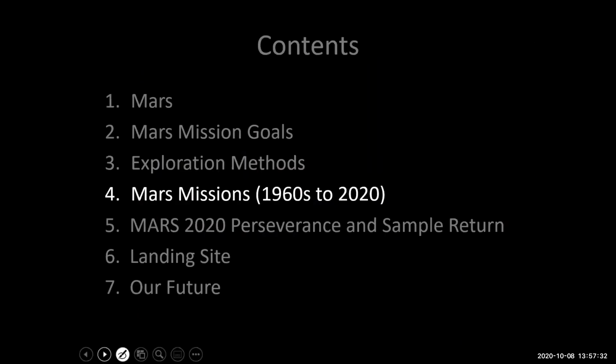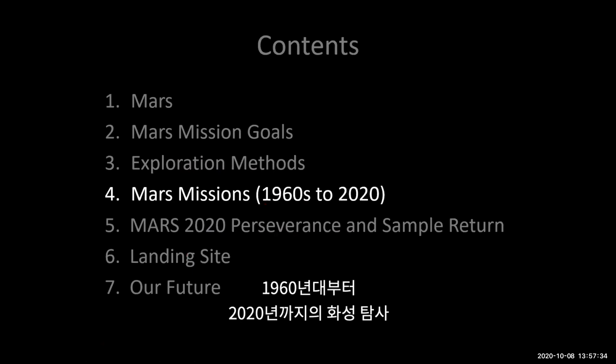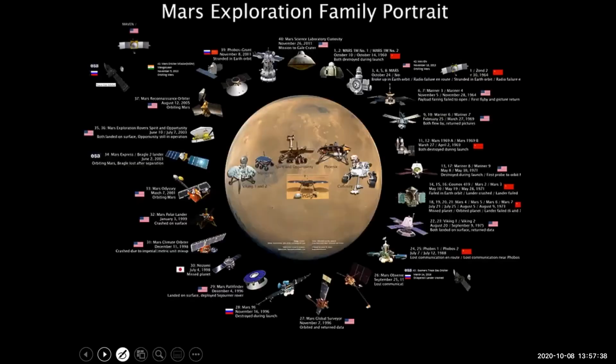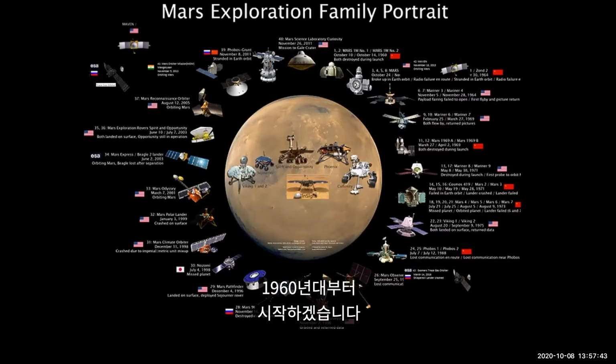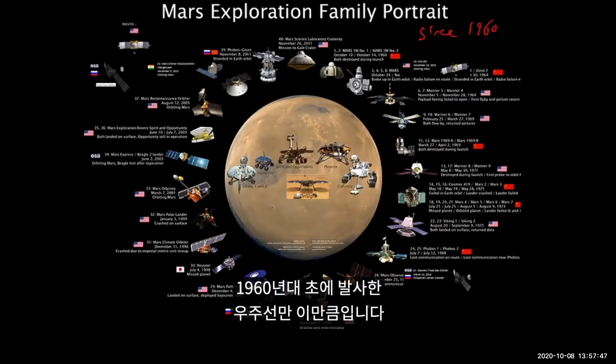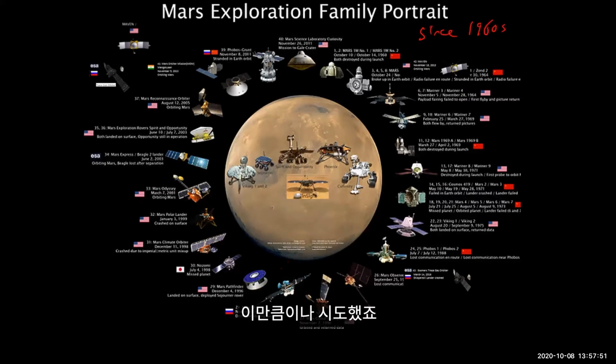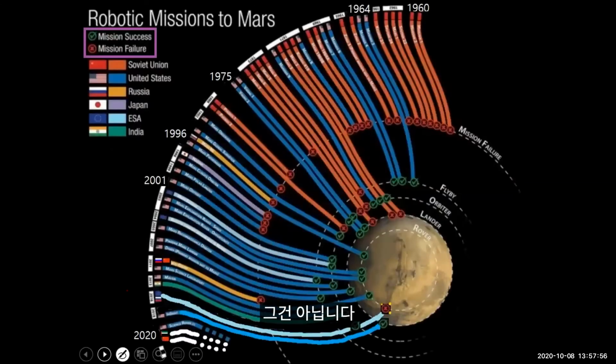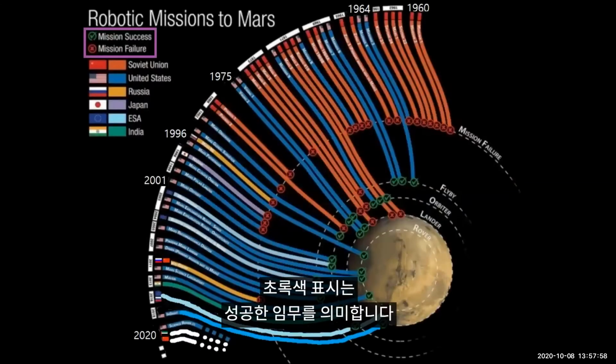Number 4, Mars missions from the 1960s to 2020. So here we go. Are you surprised that since the early 1960s, we sent this many spacecraft? At least we attempted. Did they all succeed? Not really. A green check mark means a successful mission. An X mark means a failed mission.